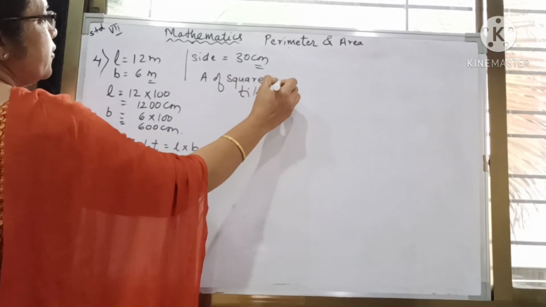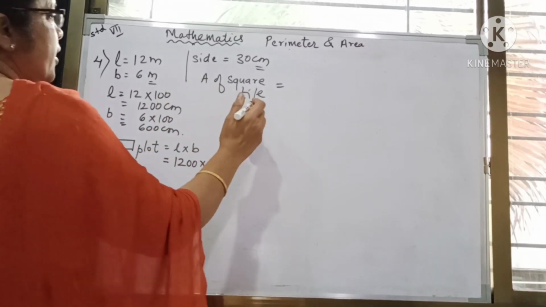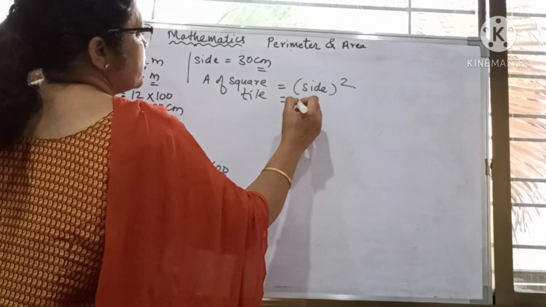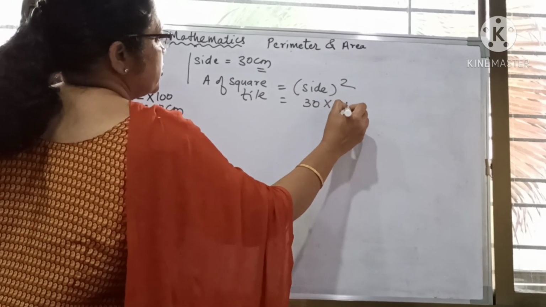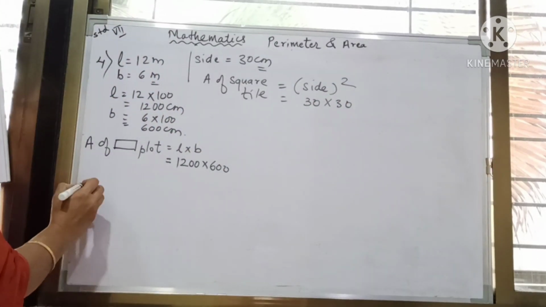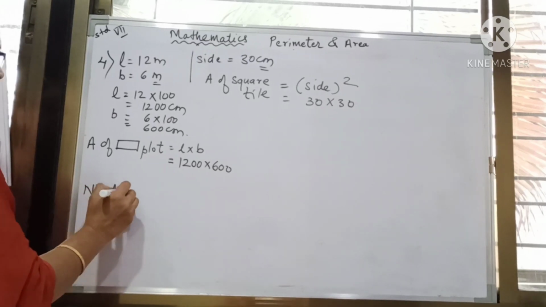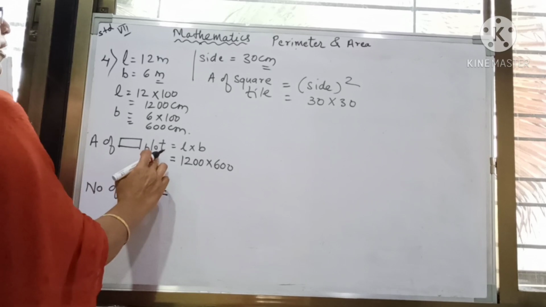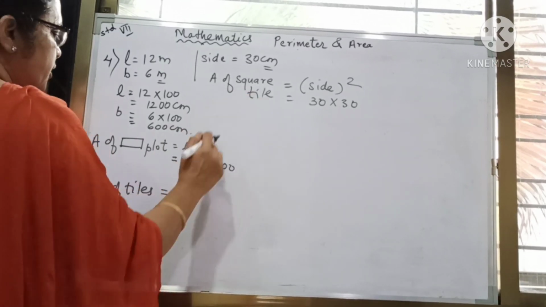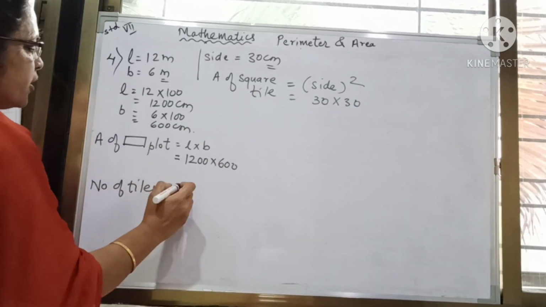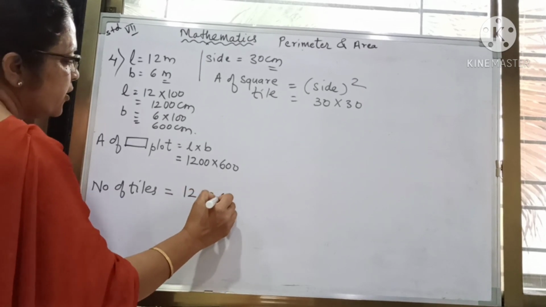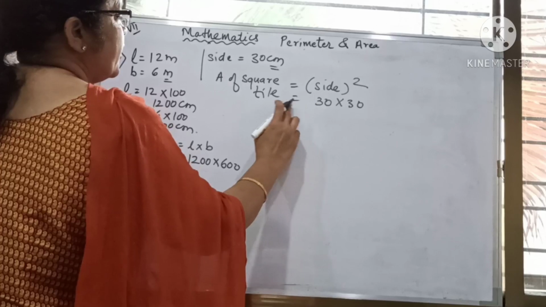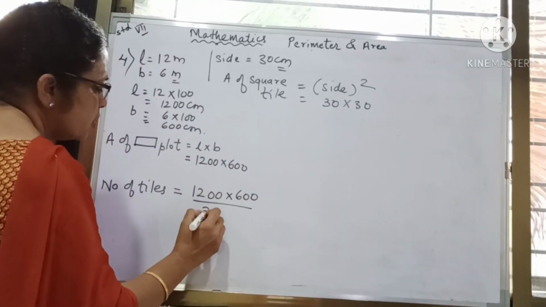So you have to write the formula for area of square. Area of square is equal to side square. So that is 30 into 30. So let us divide. The number of tiles will be the area of this plot divided by the area of the tile. So the area of the plot is 1200 into 600, divided by the area of the square tile, which is 30 into 30.